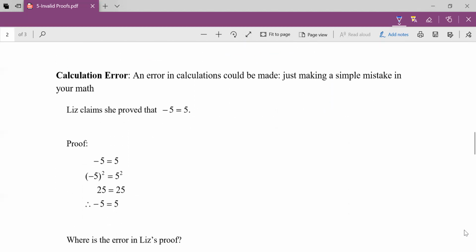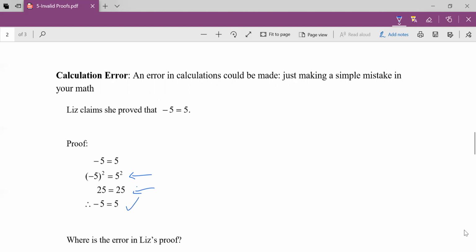All right, the other easy one to spot is calculation error. So Liz claimed she proved -5 is equal to 5. Again, like I said, the initial statement is so crazy that you know there's a mistake in it. So here's what Liz is trying to prove. She says -5 is equal to 5. Then what she does is square both sides in this line. And she says, well, -5 squared is 25 and 5 squared is 25. Therefore, -5 is equal to 5.